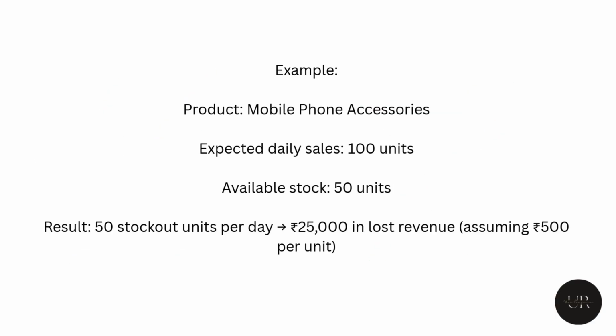For example, there is a product which your company produces. These are mobile phone accessories. The expected daily sales is around 100 units, but the stock available with you is only 50 units. If you don't replenish it, there is a stockout condition, meaning 50 orders would be lost and there would be 25,000 rupees of lost revenue, assuming that the per unit price of each product is around 500.